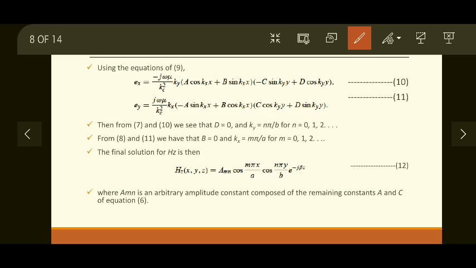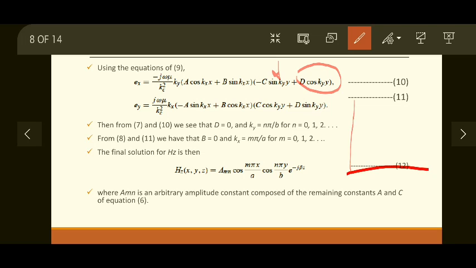Now if you compare this with our boundary conditions, then we can see that for y equal to 0 and b, this term becomes 0. Okay, and ky, which is remaining over here, will be equal to n pi by b for different integer values of n. Now how is this identified?